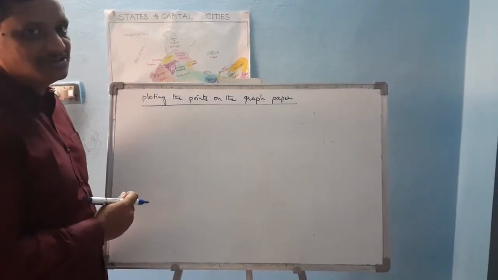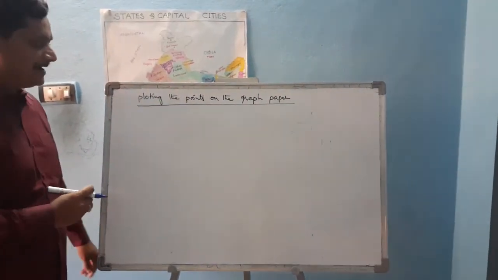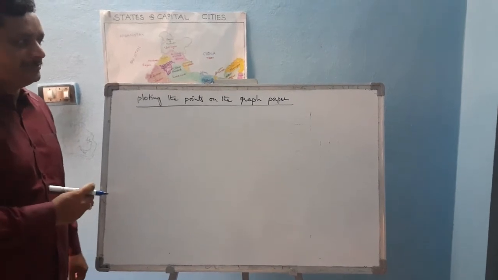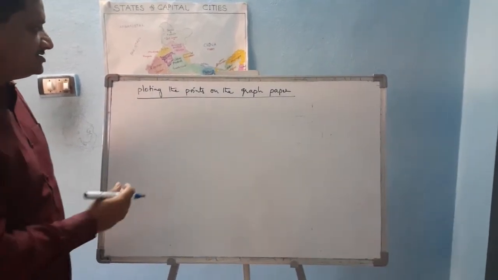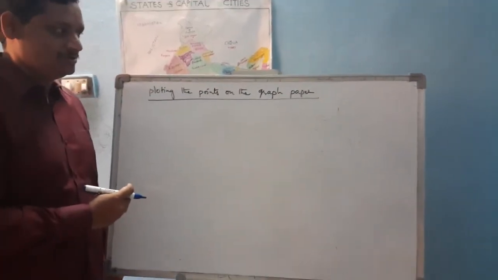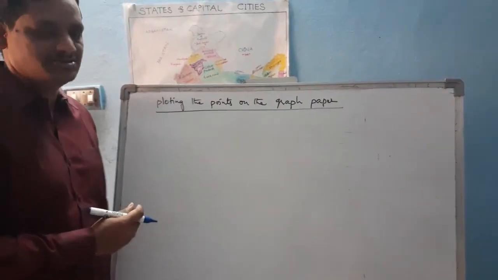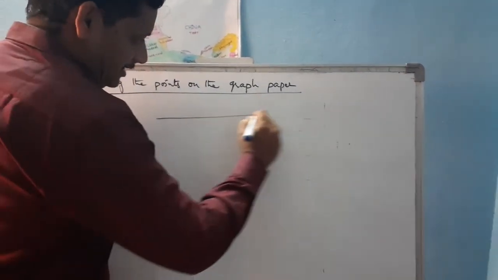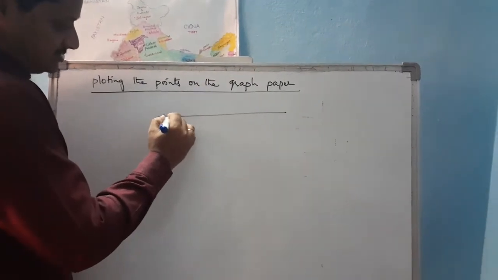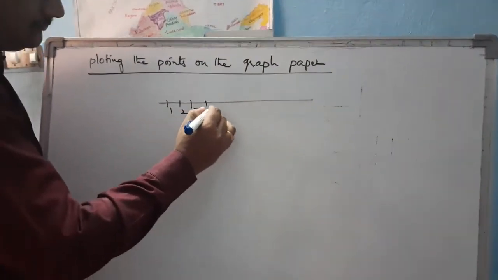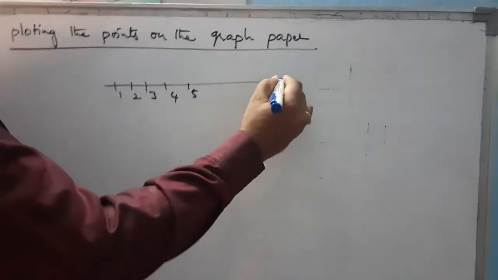Good morning children. Today we will discuss plotting points on graph paper. Let us take 24 students. Now these 24 students I am arranging on a line, numbered 1, 2, 3, 4, 5, and so on up to 24.